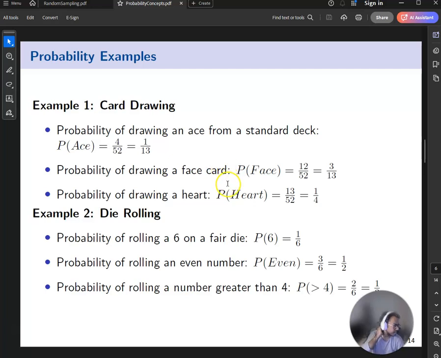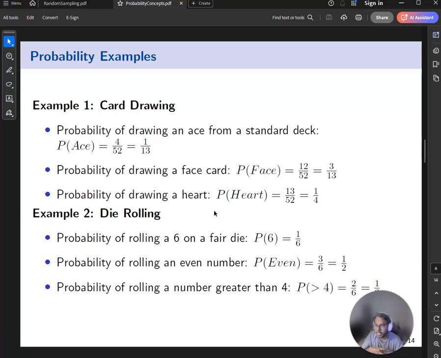So let's think about some very classic probability examples. I'm aware that there's quite a few of you who are enthusiasts in cards, so this is an example for you. In a standard deck, we know that there are 52 cards with 4 suits, and each suit has 13 cards, right? So what is the probability of drawing an ace from a standard deck?